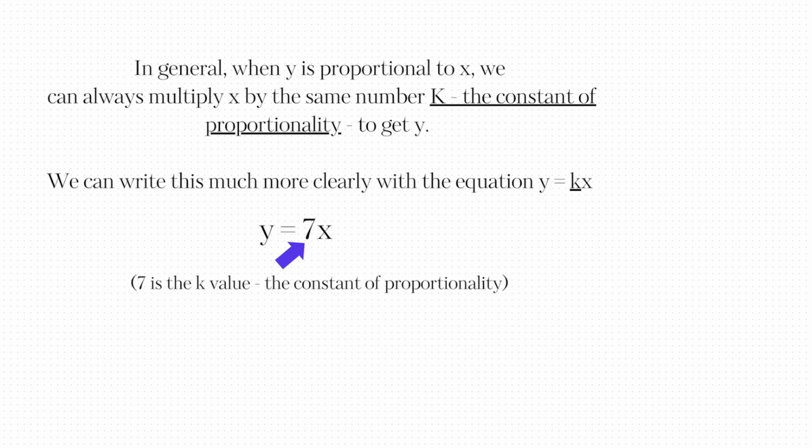So in general, when y is proportional to x, we can always multiply x by the same number, k, the constant of proportionality, to get y. This right here is a big part of this unit study that we're in. That tells you how to get the y value. So we can write this much more clearly with the equation y equals kx. Remember, the k value is the constant of proportionality. So for this one, we can say y equals 7x, where in this scenario, this number is always going to be the constant of proportionality.